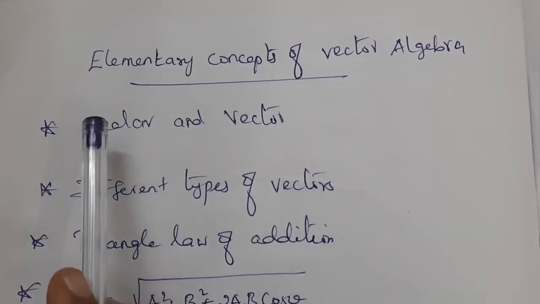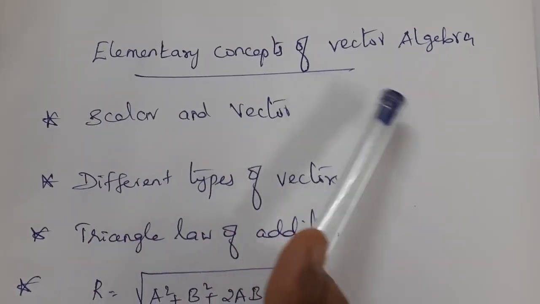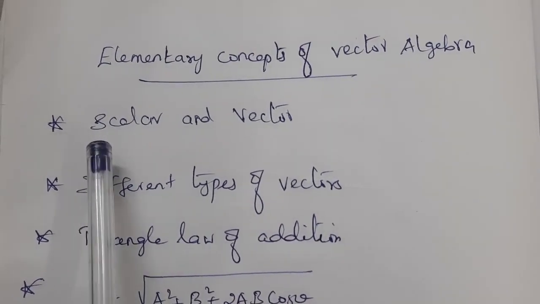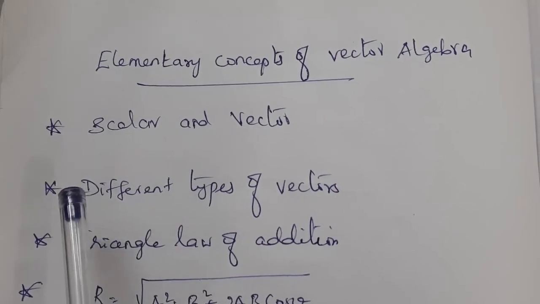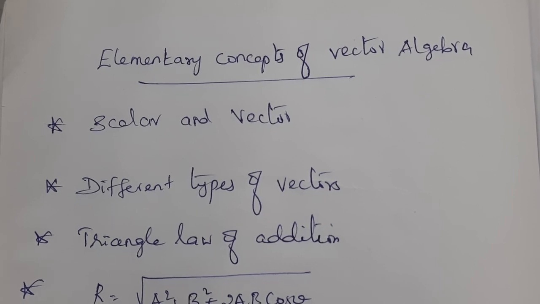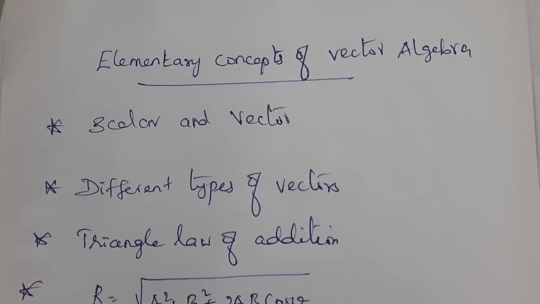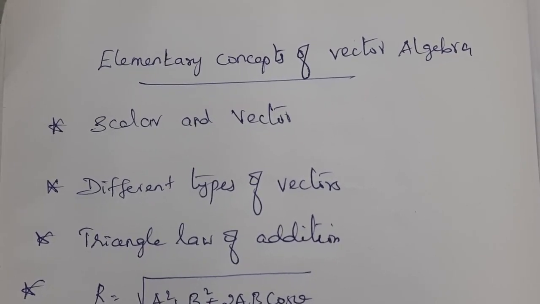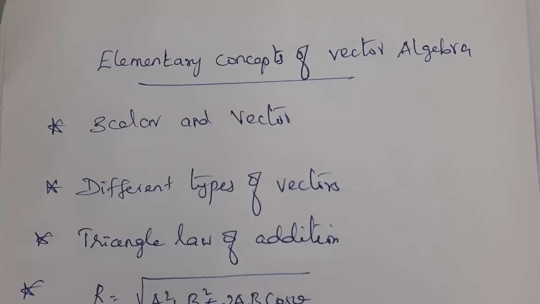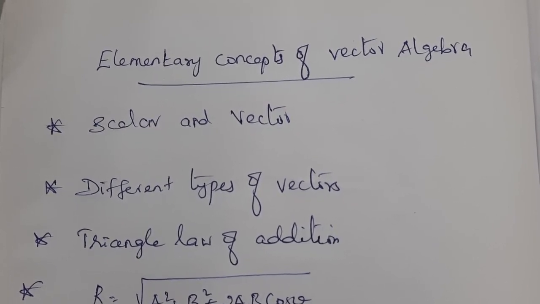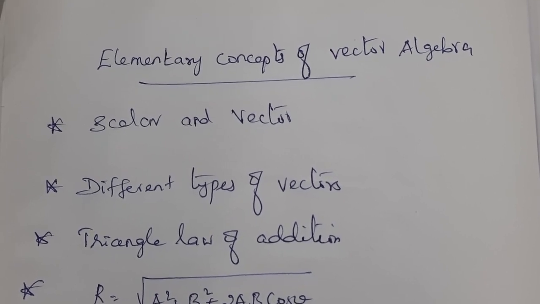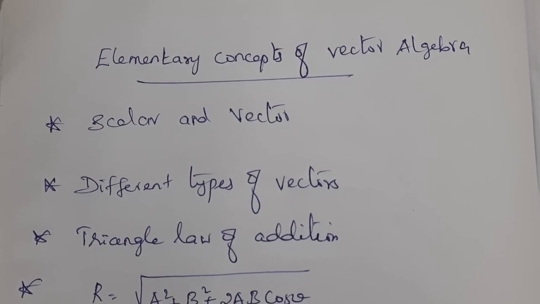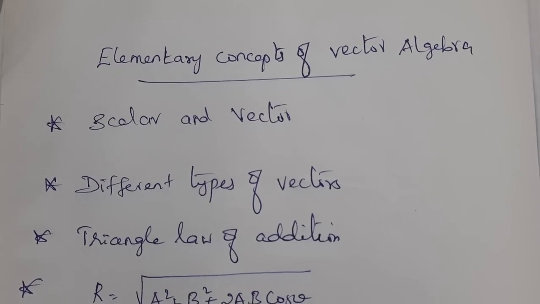In the previous class, I explained the elementary concepts of vector algebra. In that, you learned about scalar and vector quantities. Scalar quantities possess only magnitude. Distance, mass, temperature, speed, etc. are examples of scalar physical quantities. A vector quantity is described by both magnitude and direction. Force, velocity, displacement, linear momentum, etc. are examples of vector quantities.